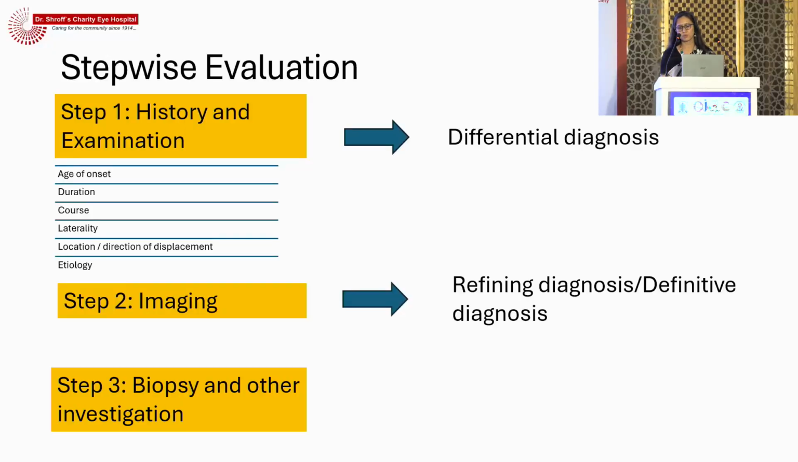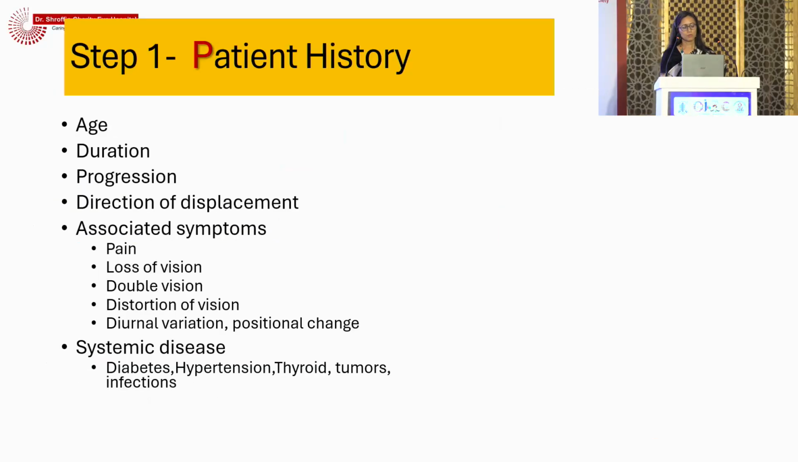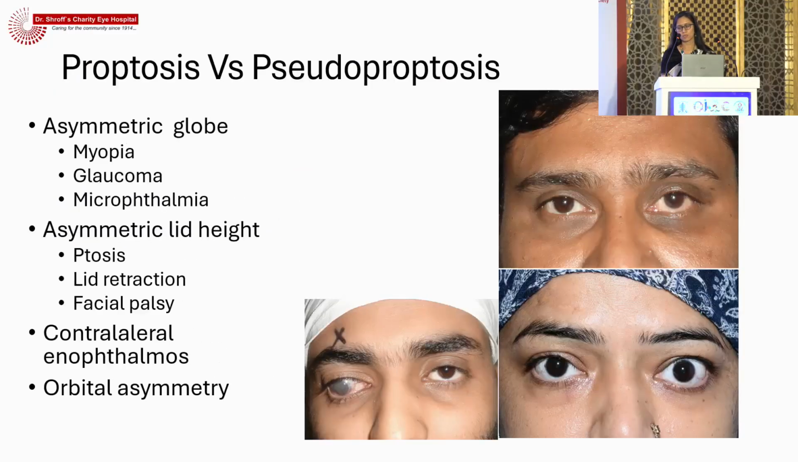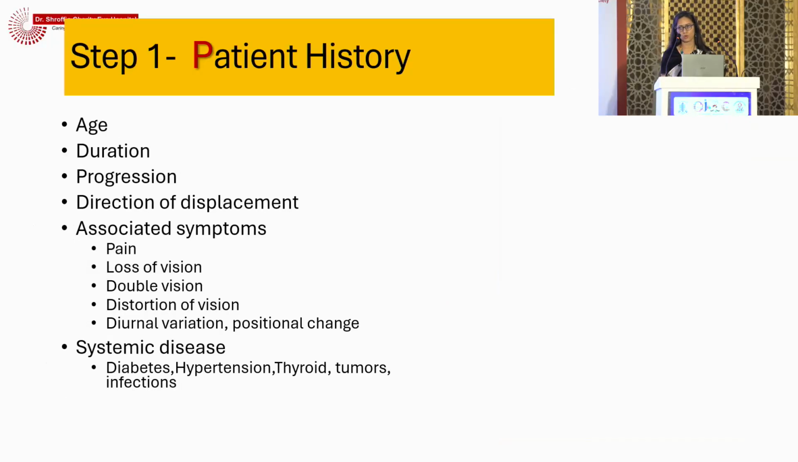If even step two is not working, we go to step three, which is biopsy and other investigations, which more often than not will give us the definitive, final diagnosis. Before we even start, we must remember that there is something called pseudoproptosis. A patient with high myopia, enophthalmos in the other eye, buphthalmos, anterior staphyloma, they all can look like proptosis, but there is nothing wrong in the orbit. The problem is in the eyeball, and we should not forget about it.